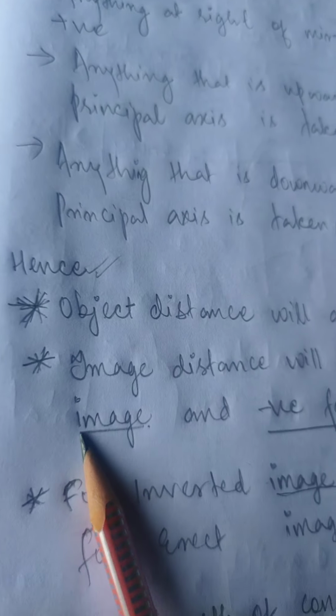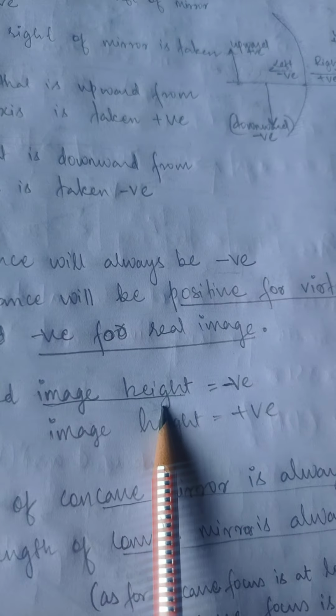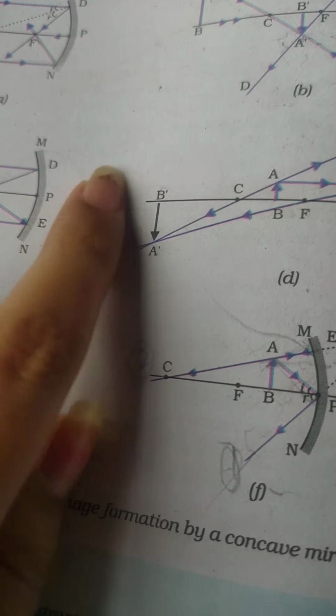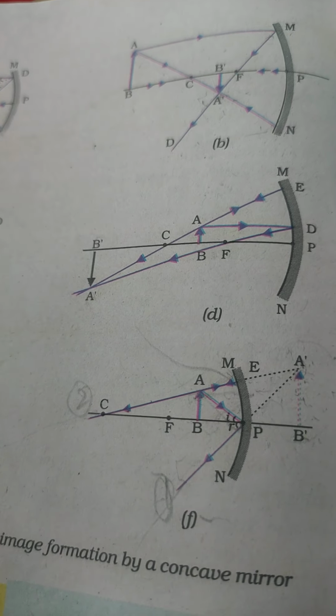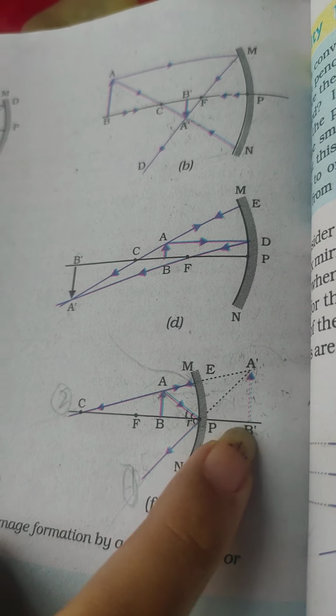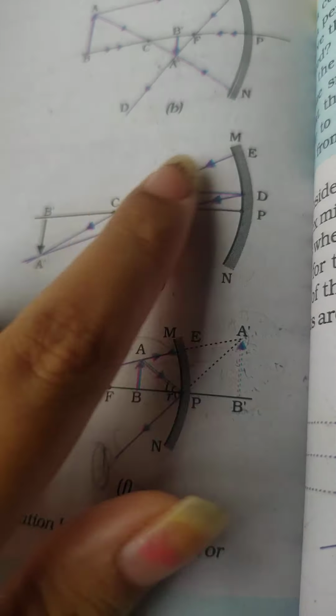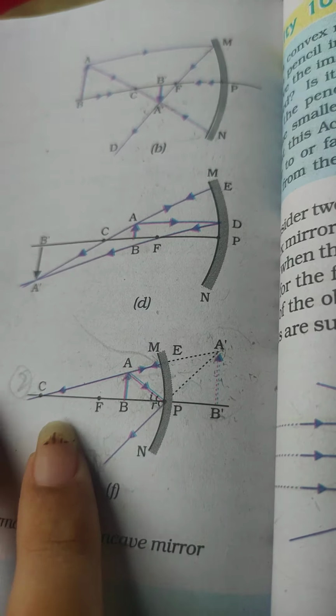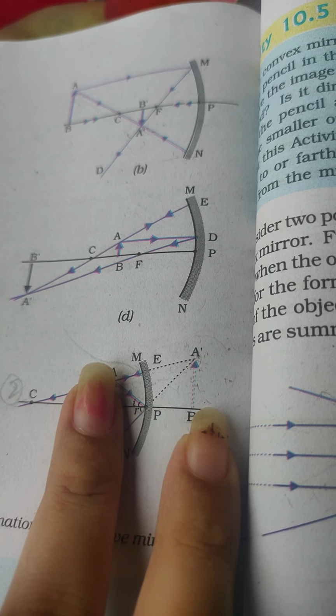And another thing: for an inverted image, height is always negative, and for an erect image, height is always positive. That I already told you. If the image is inverted, we will be taking height as negative, and if the image is erect, we will be taking height as positive. And when the image is real, that means when it is forming on this side of the mirror, the image distance will be negative, and when the image is forming at the back side of the mirror, the image distance will be positive, for the virtual image.